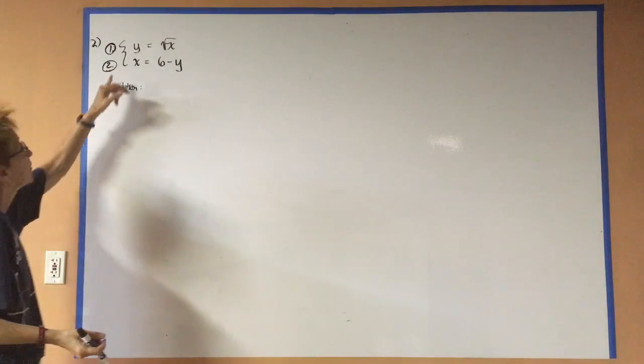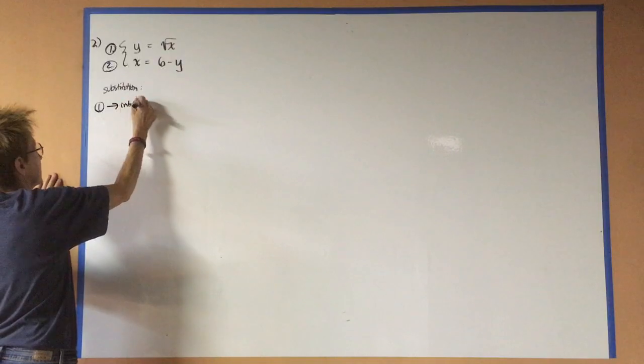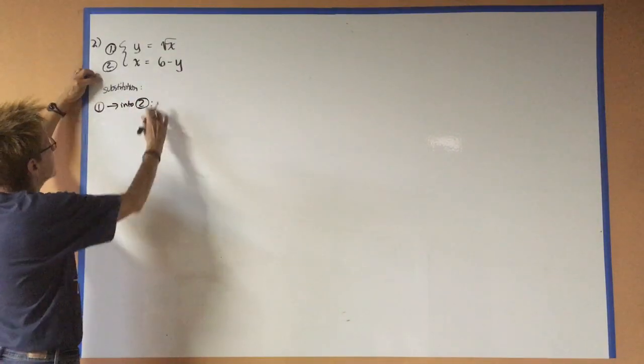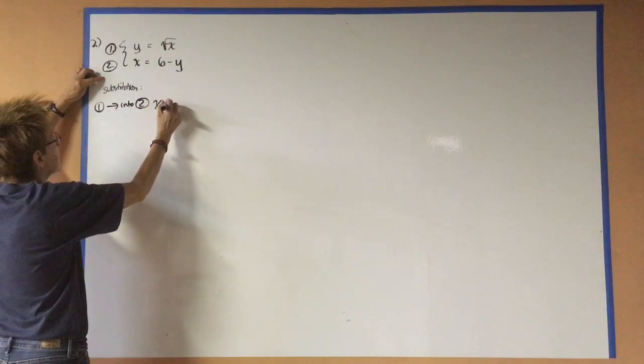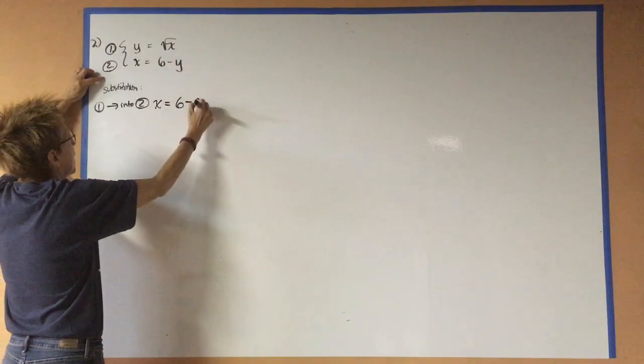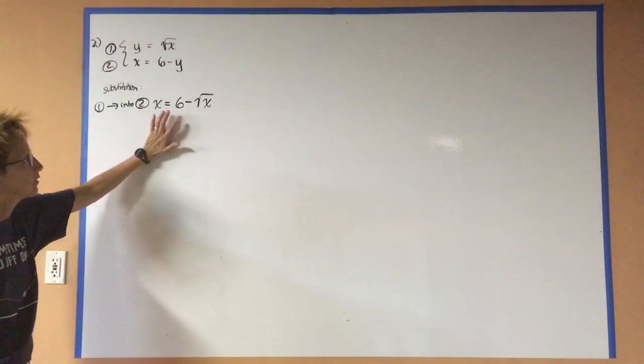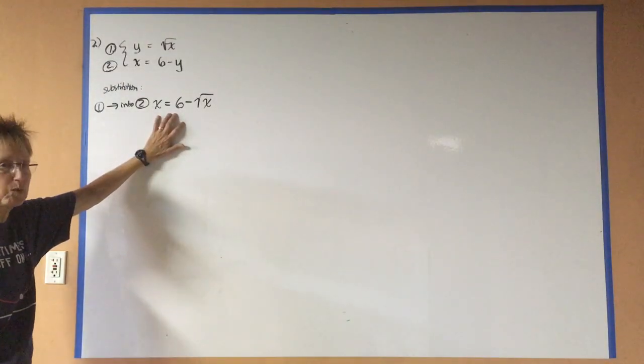I'm just going to go ahead and plug 1 into 2. So I'm going to put 1 into equation 2. Equation 2 says x is equal to 6 minus y, where y is the square root of x. So that's what it now looks like. X is equal to 6 minus the square root of x.